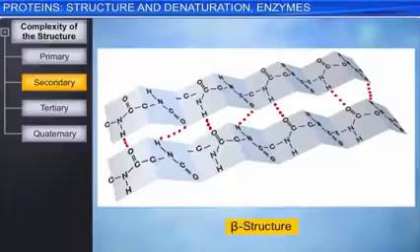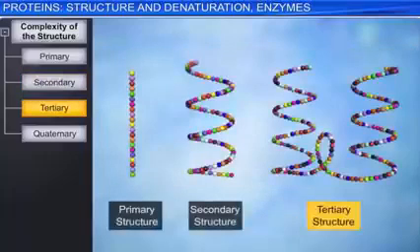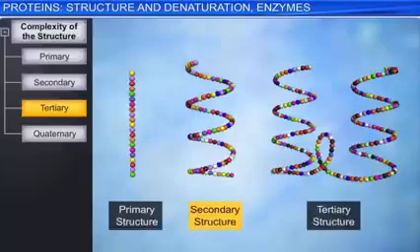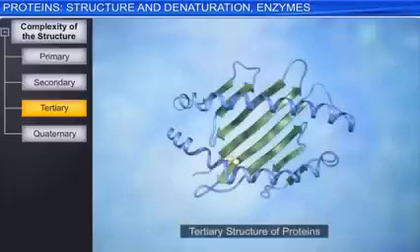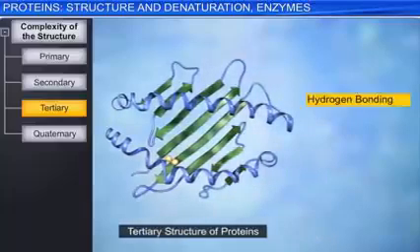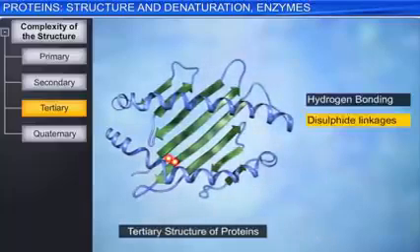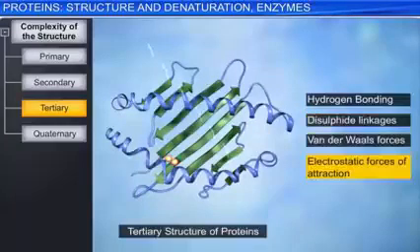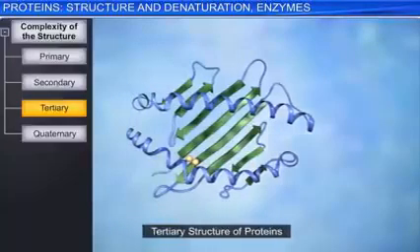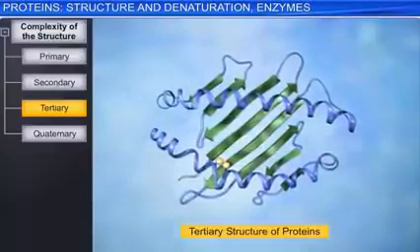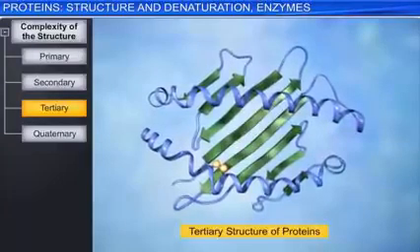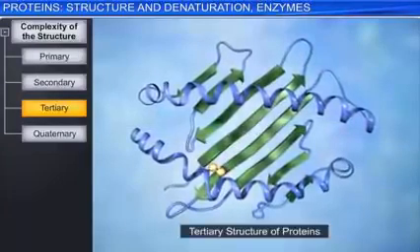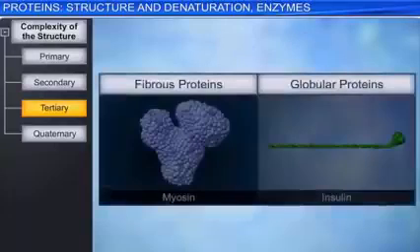The tertiary structure of proteins describes the further folding of the secondary structure. The tertiary arrangement of helices and sheets is held together by hydrogen bonding, disulfide linkages, van der Waals forces, and electrostatic forces of attraction. Shown here is the tertiary structure of proteins. The further folding of the secondary structure gives rise to 2 major molecular shapes, fibrous and globular proteins.